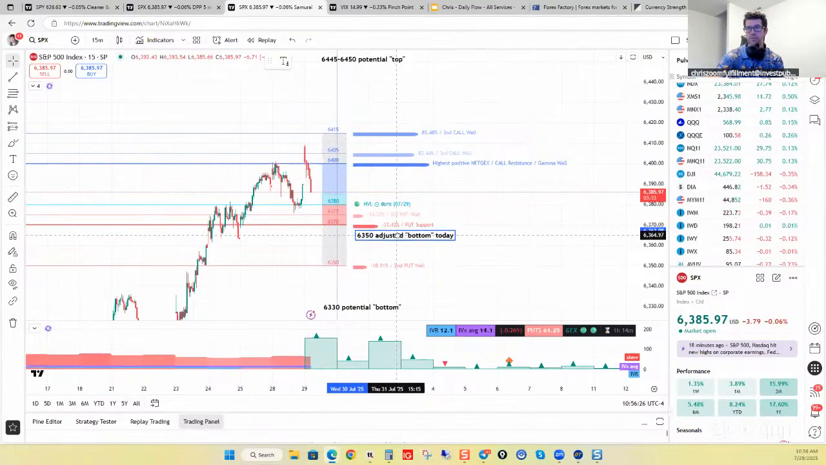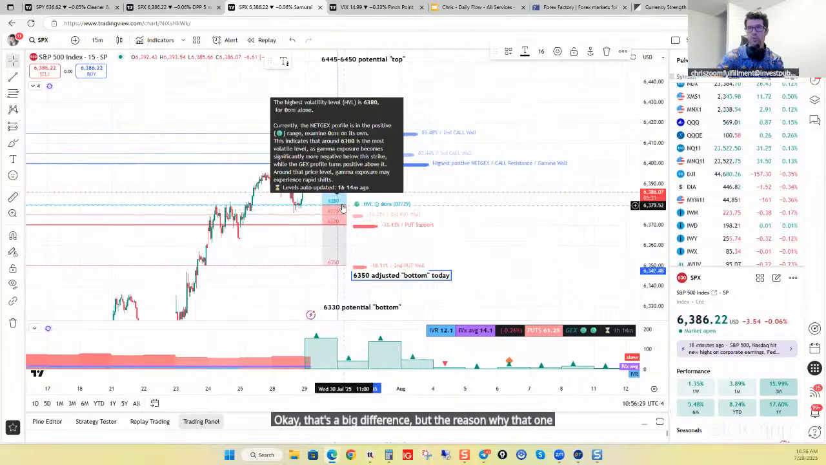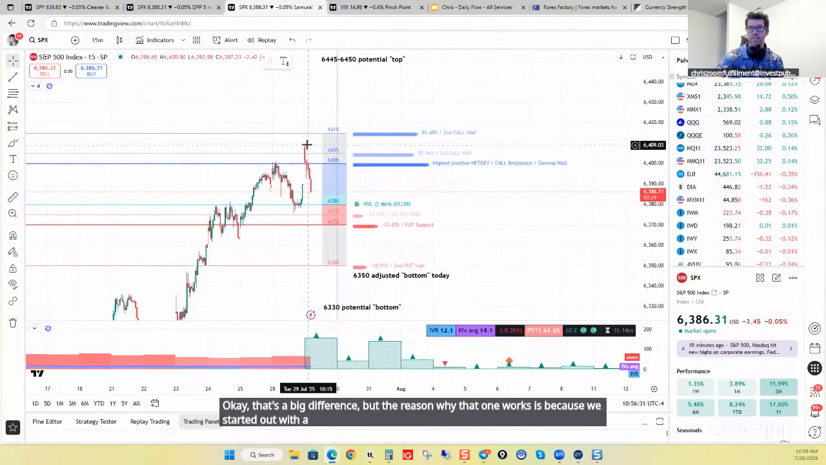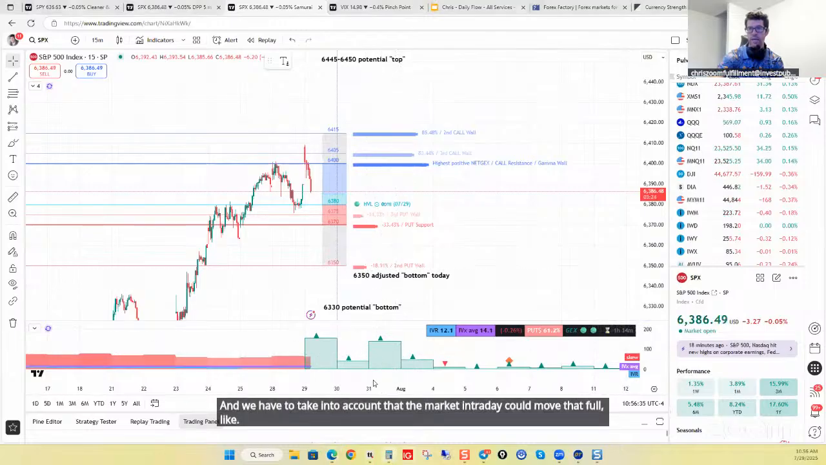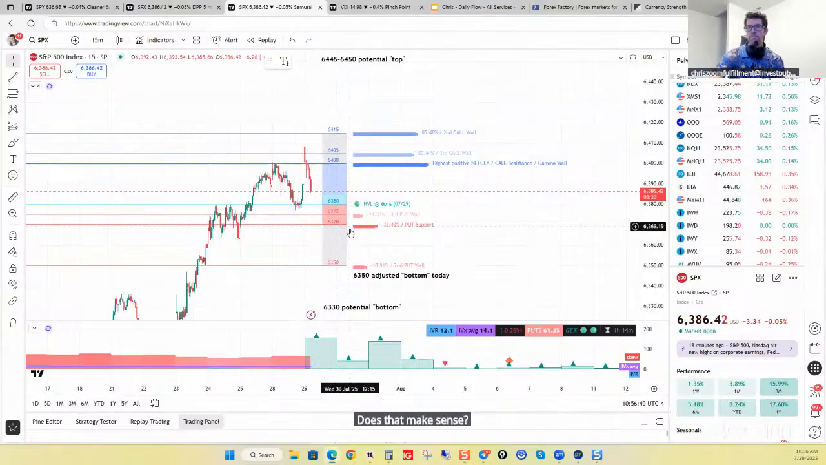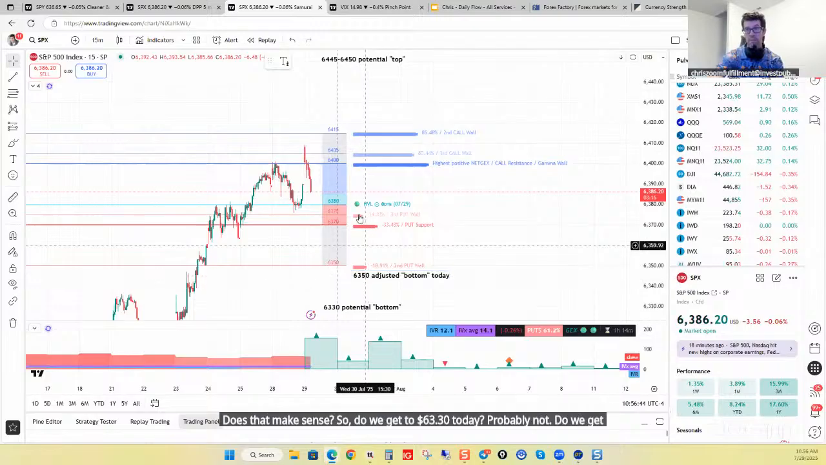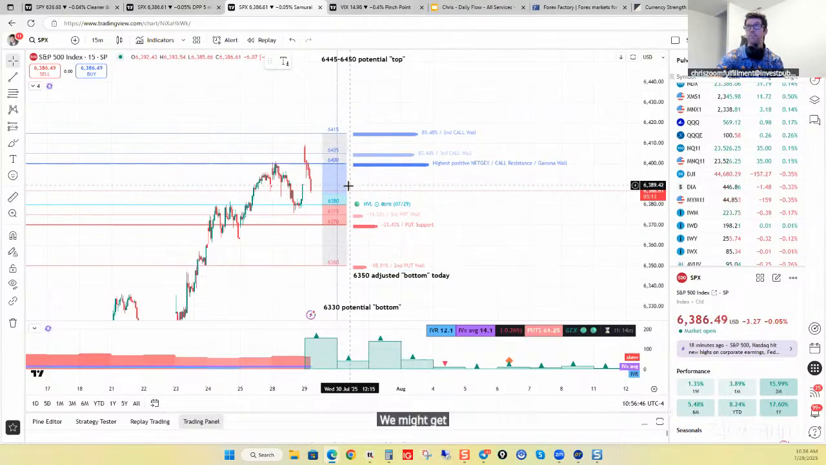Okay, that's a big difference. But the reason that one works is because we started out with a gap higher, and we have to take into account that the market intraday could move that full 0.94%. That makes sense? So do we get to 63.30 today? Probably not. Do we get to 63.50? Maybe. We might get to 63.50 today.